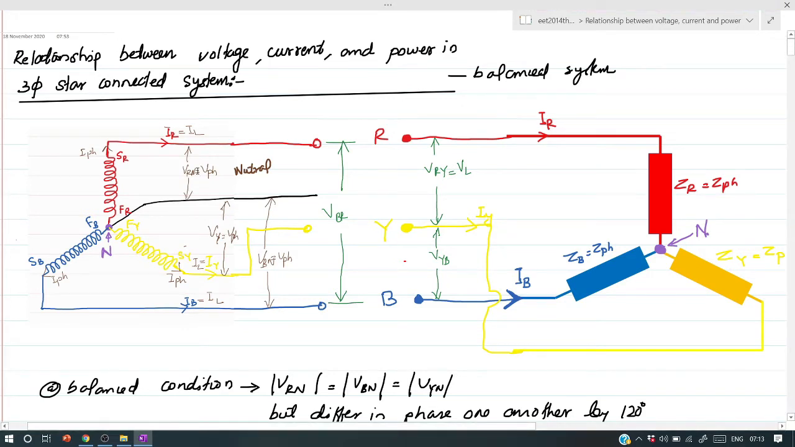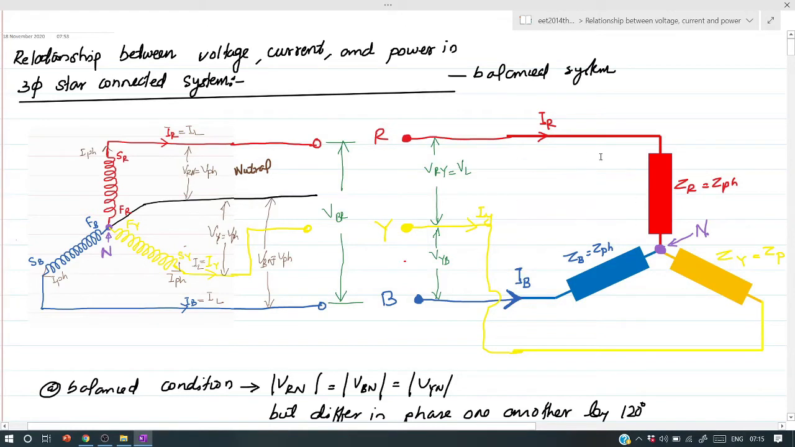So this is the star connected source and this is the star connected load. Each phase has an impedance ZPH. So ZR is ZPH, ZY is ZPH and ZB is ZPH. Let the current supplied by R phase be IR, which is a line current, that is the current passing through the line terminal R, and the current supplied by Y phase is IY, which is again a line current, and similarly IB is the current supplied by B phase, which is also IL.